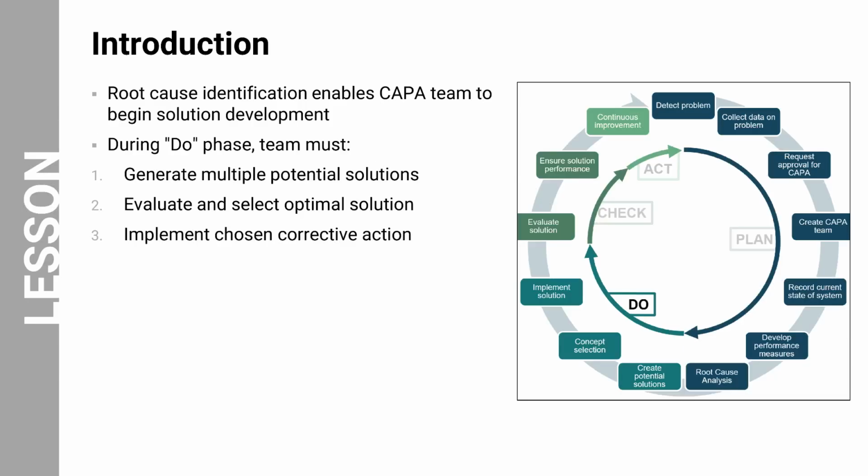Once the root cause of a problem has been discovered, the CAPA improvement team can begin creating possible solutions. In the do portion of the plan, do, check, act cycle, the CAPA team will need to generate potential problem solutions, evaluate and select the optimal solution, and implement the chosen corrective action.